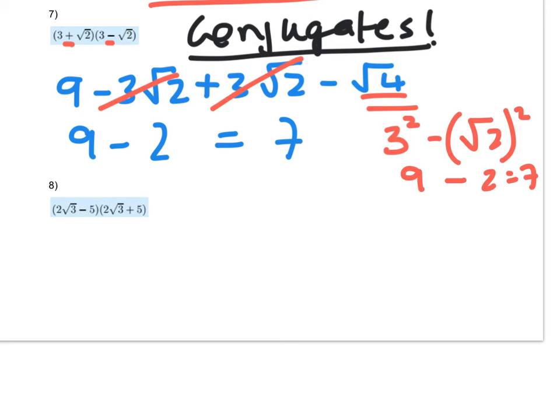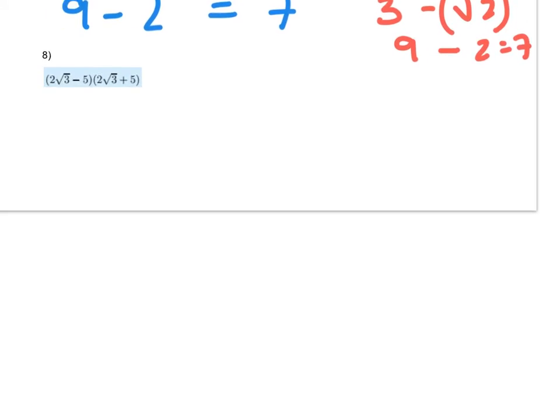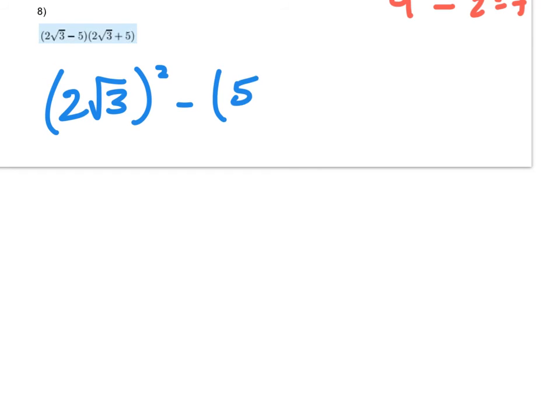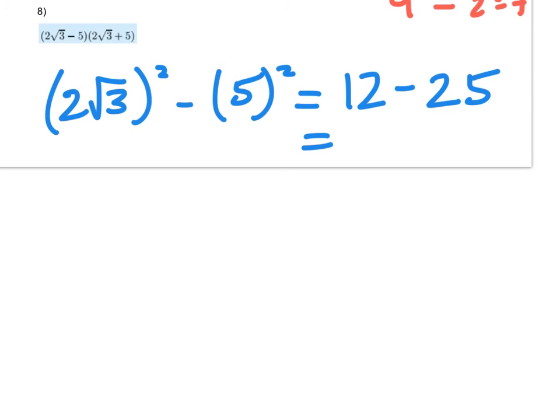Okay, so if you look here, this one again, right? Now you can do FOIL here if you want to. But I'm just going to show you they're conjugates because it's the same thing except there's a minus in one of them and a plus in the other. So really what you're going to get is the first one squared minus the second one squared. Okay, so 2 root 3 by 2 root 3 is going to be 4 root 9, which is 12, minus 25, which is equal to minus 13.